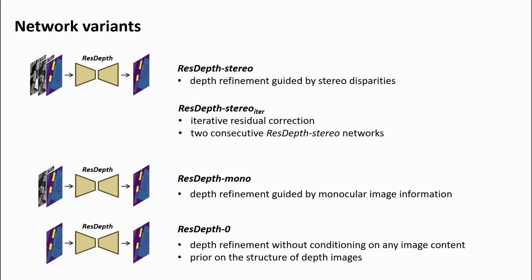Finally, we also test an iterative variant of our full model. ResDepth stereo iter uses the output depth of ResDepth stereo as input, warps the input images with the new improved depth map, and trains another ResDepth stereo network to further reduce the remaining smaller depth errors.